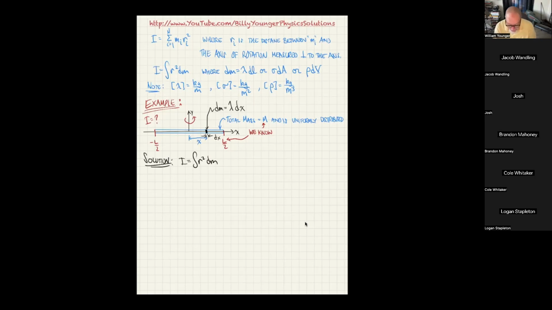Can anybody tell me, given that I told you the total mass is capital M and the total length is capital L, what you think lambda would be? And it might help you to look at the note that I made above.